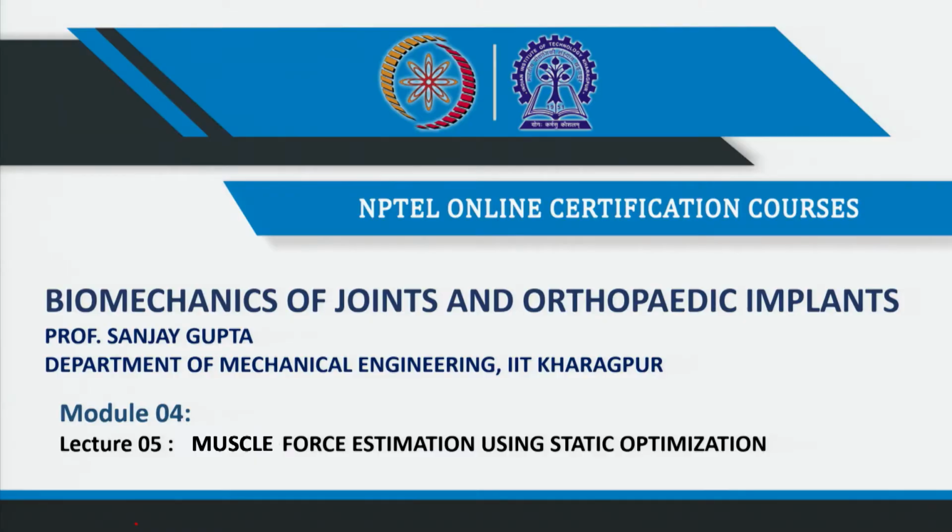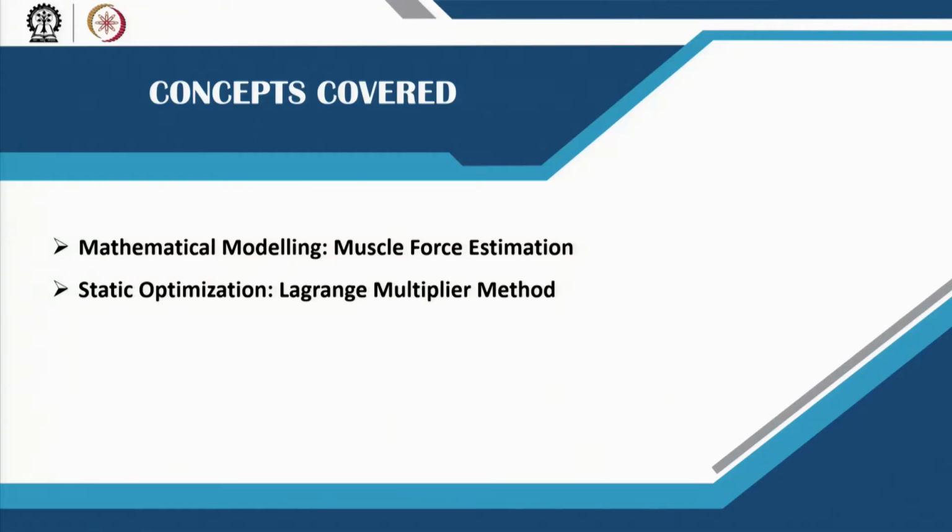Welcome to lecture 5 on muscle force estimation using static optimization. In this lecture, we will be discussing mathematical modeling for muscle force estimation and will primarily focus on the static optimization technique based on the Lagrange multiplier method.